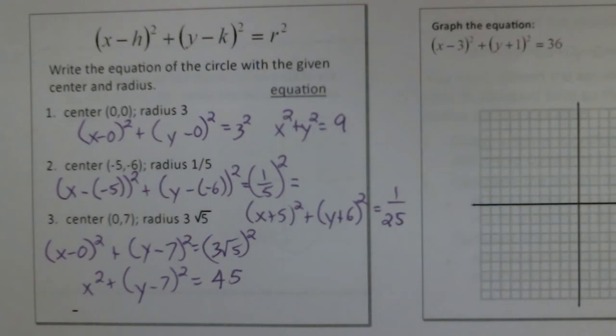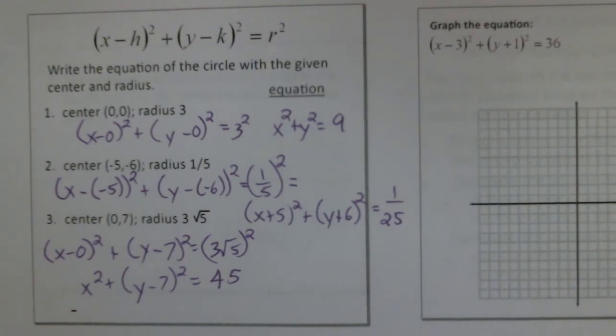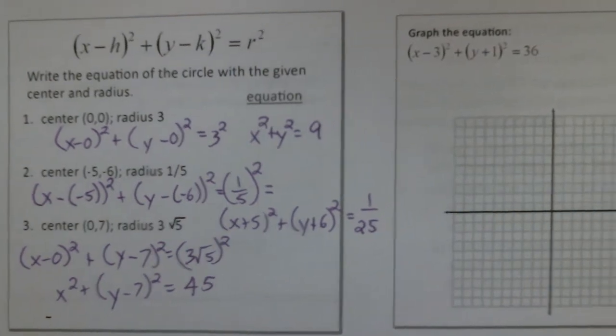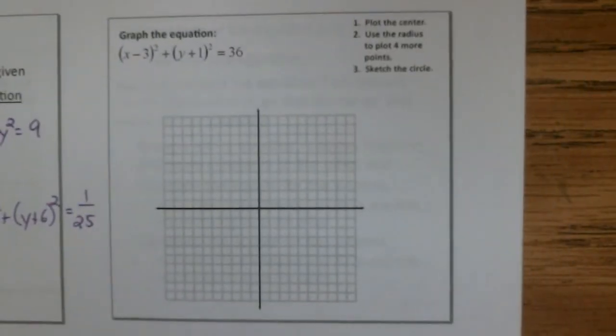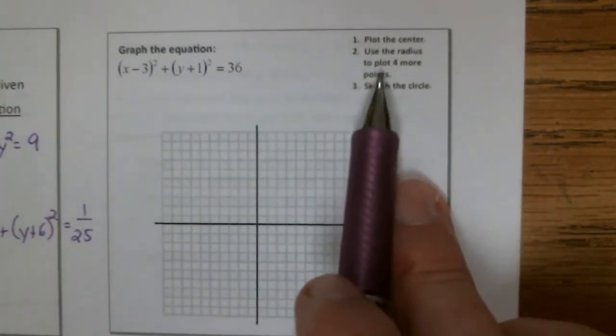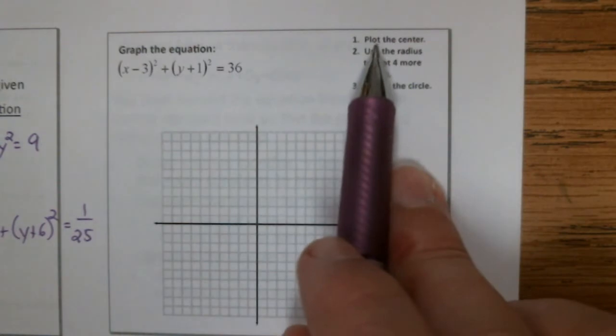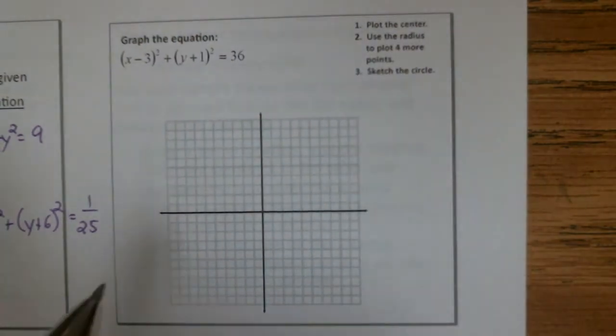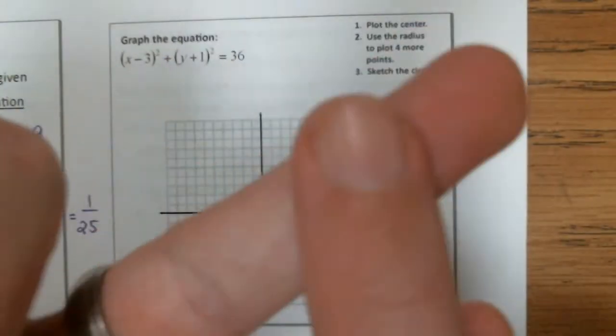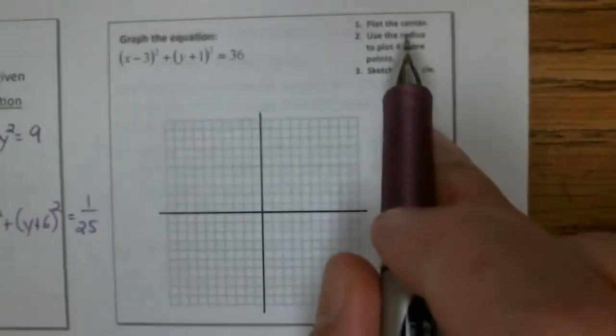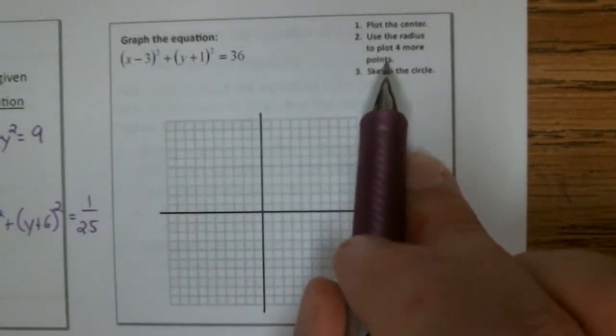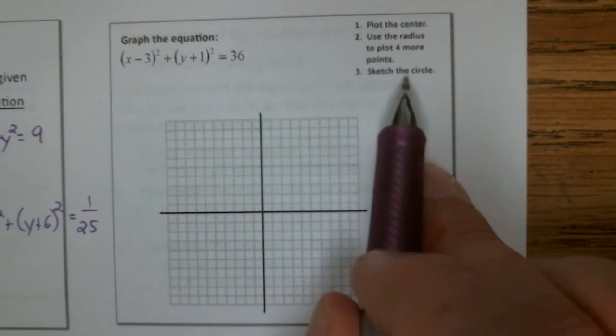Alright, so now we are going to work on graphing a circle. Now they're going to give us the equation and we got to graph it. Here are the steps up here at the top. Step 1 says plot the center. I need the center, and I need the radius. I need those two things. Plot the center, use the radius to plot 4 more points, and then sketch the circle.